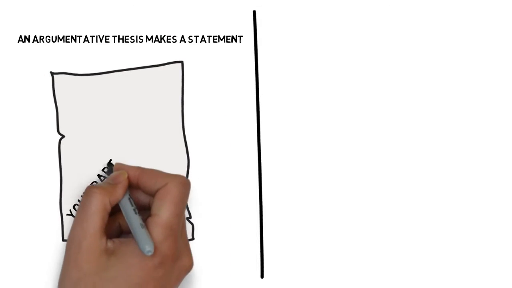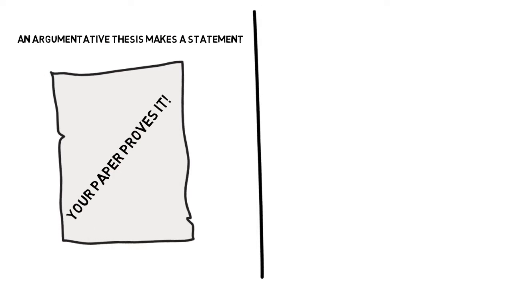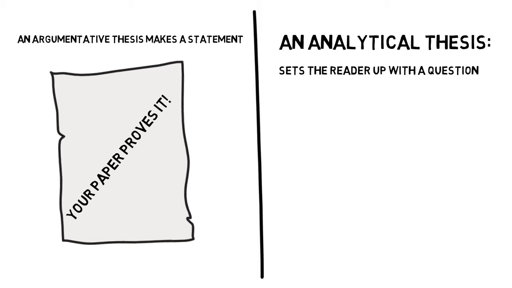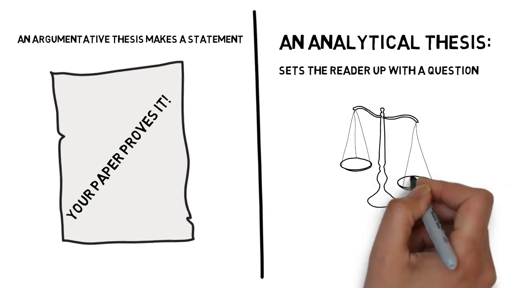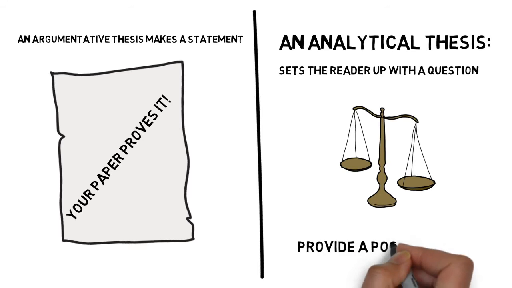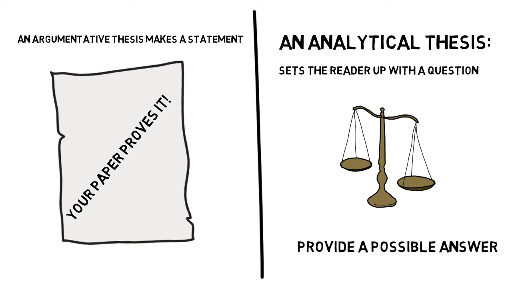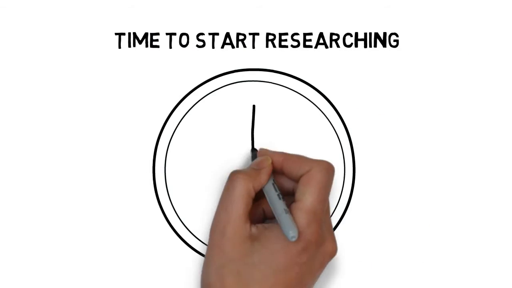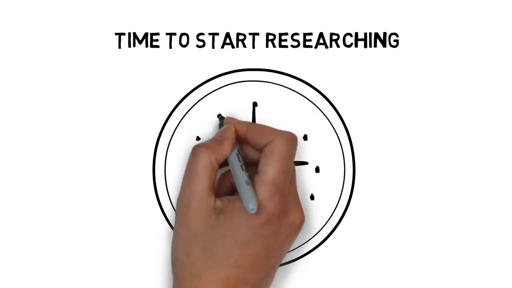An argumentative thesis makes a statement and the paper proves it. An analytical thesis sets the reader up for the research by asking a question. The paper provides a possible answer. With step 2, it's now time to prove your points and start researching.